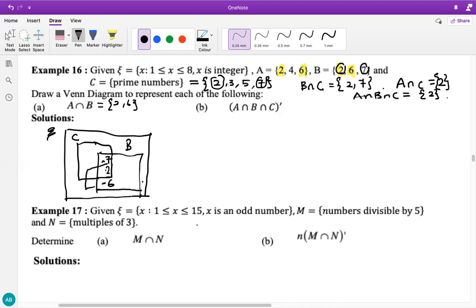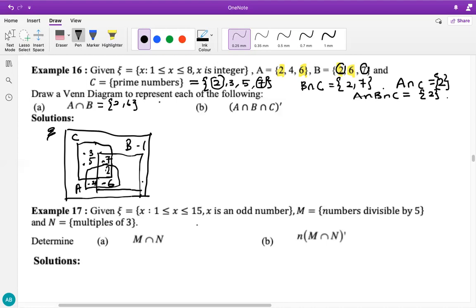The A will be here. So here is 2, and then this is set A. So nothing inside here. Okay, so 2, sorry, this one is 4. 2, 4, 6. Okay, and then 2, 6, 7 is B, and then prime number 2, 3, 5. So 2, 3, and 5. The rest will be outside here.